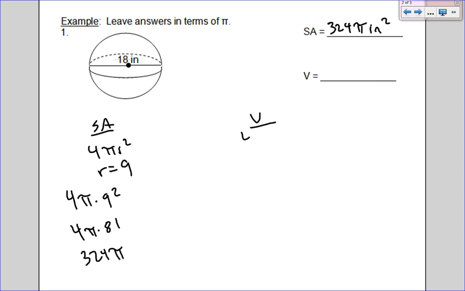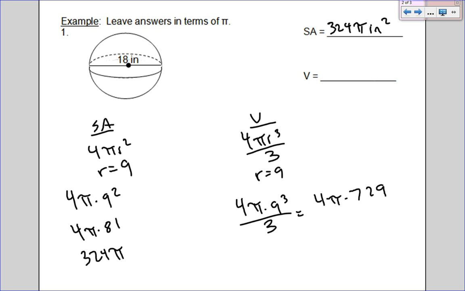And finally, for the volume, is 4 pi r cubed divided by 3. R equals 9 once again. So 4 pi times 9 cubed divided by 3, which is 4 times pi times 729. So that's what 9 cubed is when you type in your calculator. 9 cubed divided by 3. Alright, so all we gotta do is type this in the calculator now. So we're gonna get, let's see there, that's gonna be 243 times 4, which is 972 pi. 972 pi inches cubed. And once again, that's just by typing in 4 times 729 divided by 3.